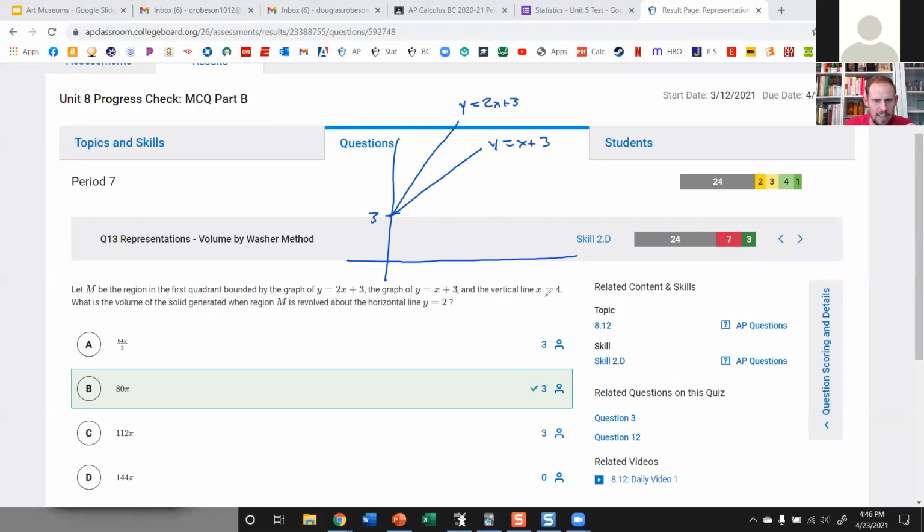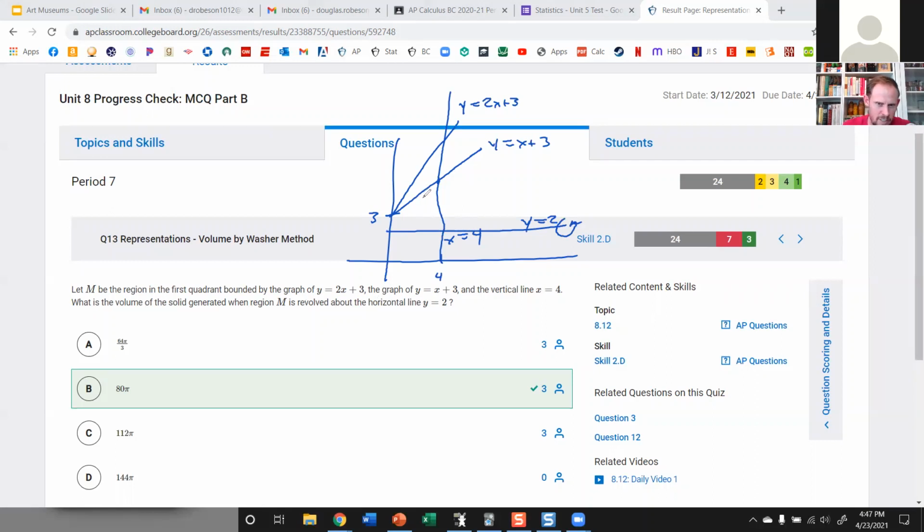And we've got a vertical line at x equals 4. So maybe we'll say this is 4. So somewhere here, vertical line, not very vertical, but there we go. There's x equals 4. So it looks like this is our little area right here. What's the volume of the solid generated when region M is revolved around the horizontal line y equals 2? So y equals 2 would be here. And that's what we want to revolve around.